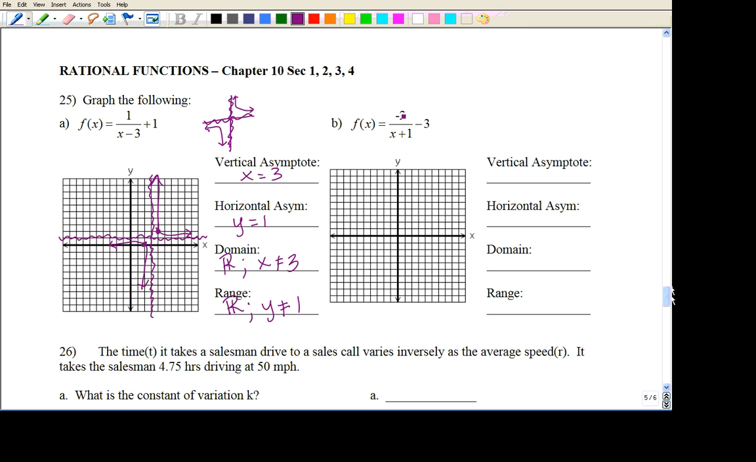Okay, and then for the next one, here we went to the left 1, we went down 3, but we also got reflected over the x-axis and stretched by 2. So then our vertical asymptote, so we went to the left 1, is going to be at x equals -1. Our horizontal asymptote is at y equals, because we went down 3, it's at -3. Our domain will be all real numbers except for x cannot be equal to -1, and then the range will be all real numbers except for that y cannot be equal to -3.